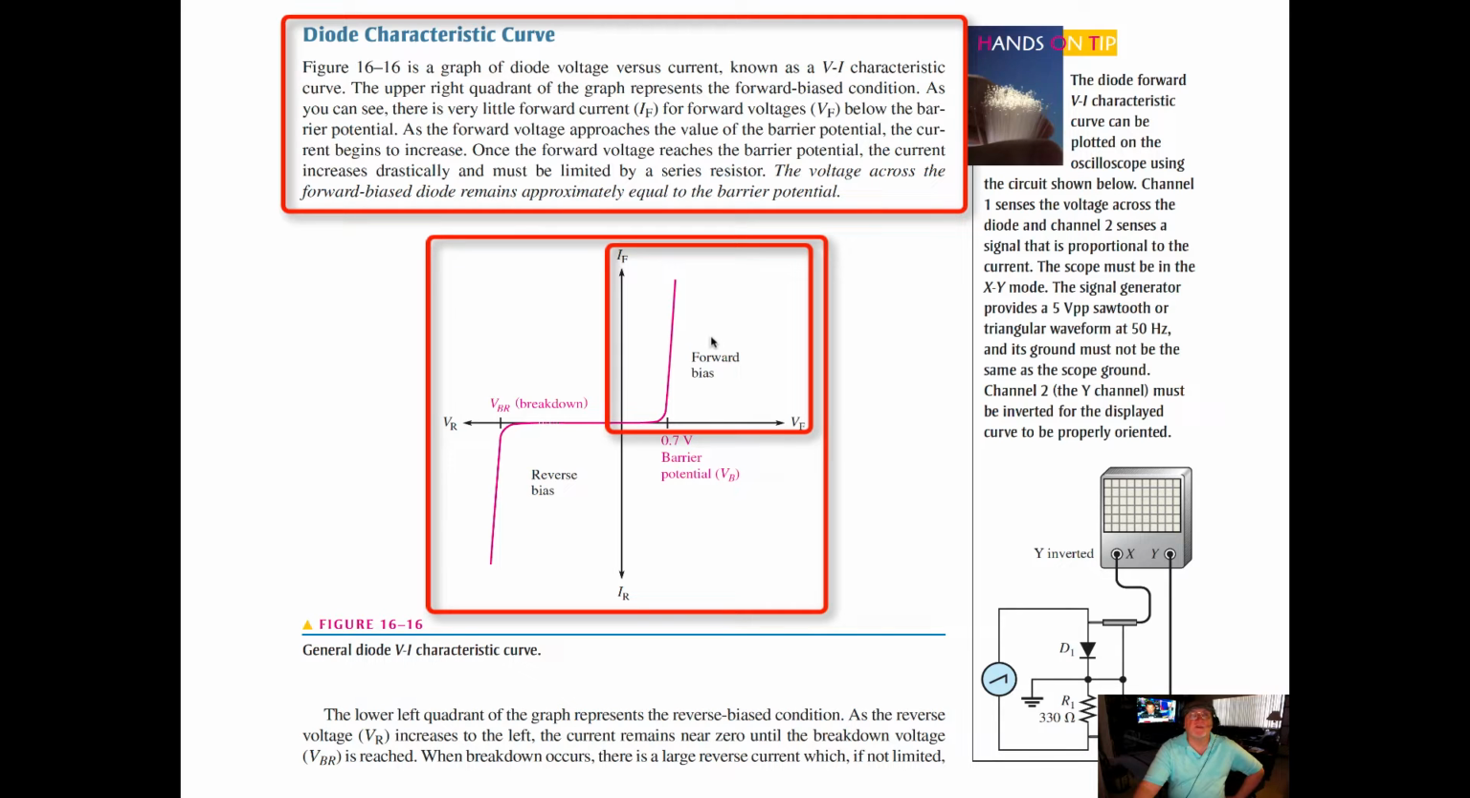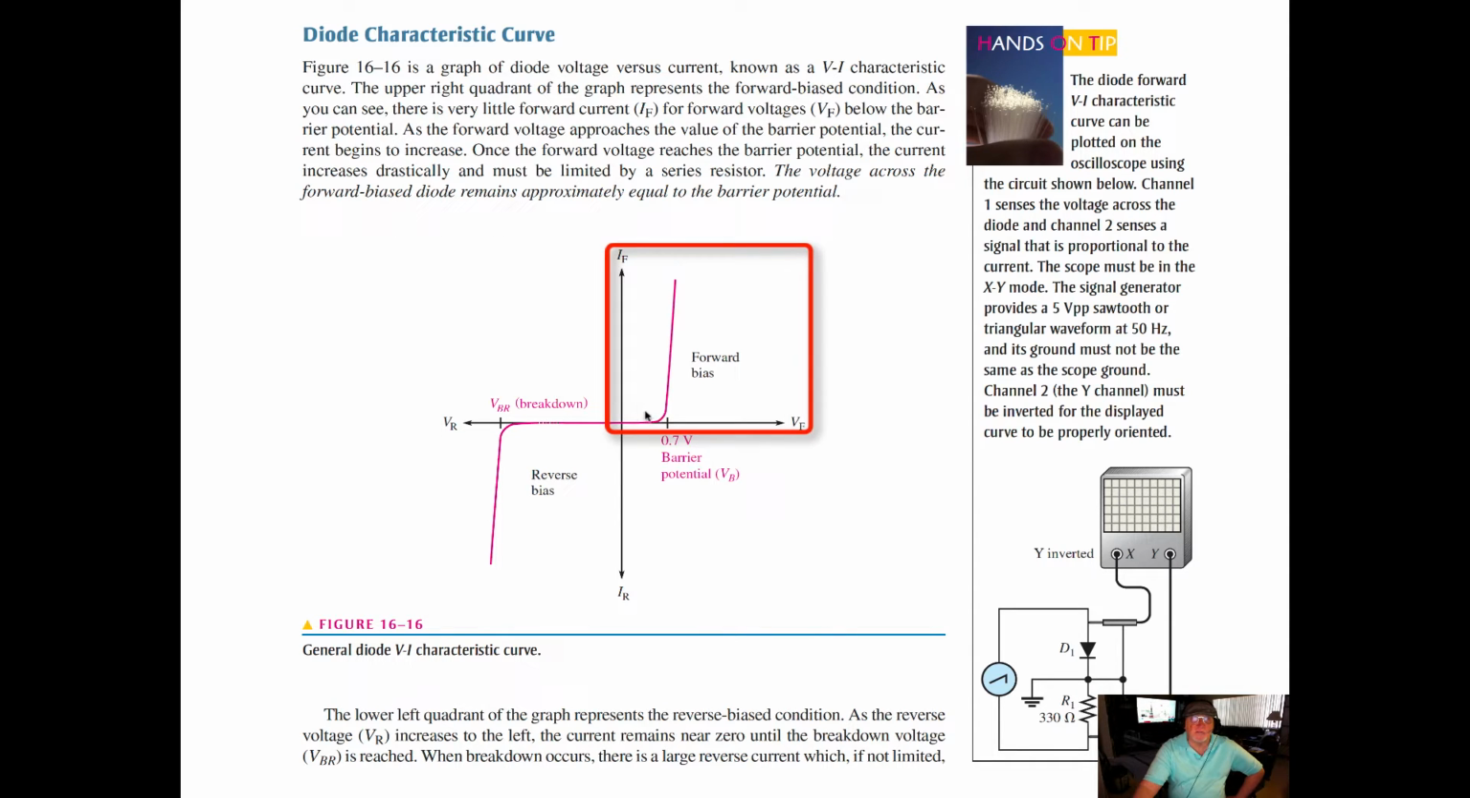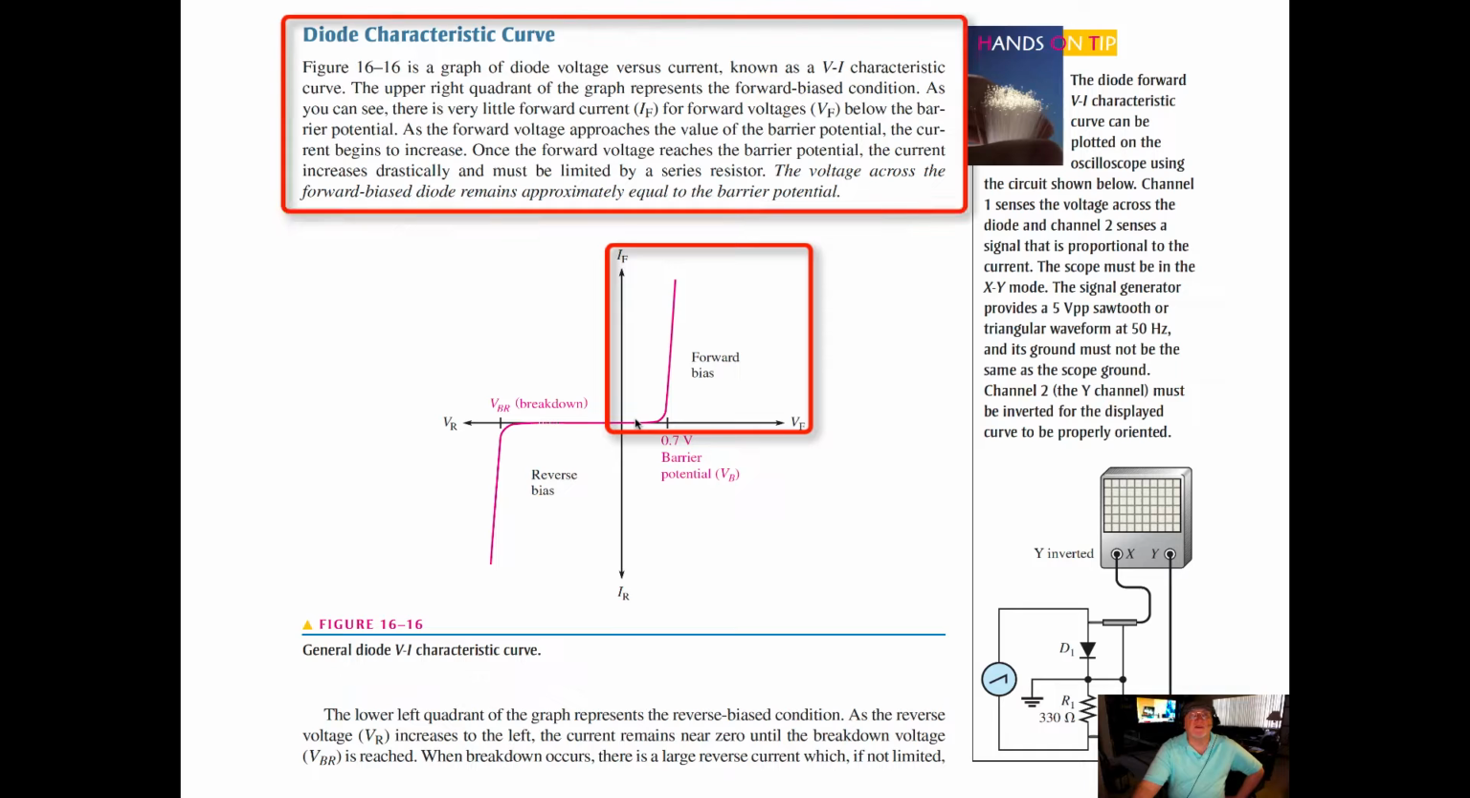As you can see, there's very little forward current for forward voltages below the barrier potential, down here in this region, flat on the V sub F axis. As the forward voltage approaches the value of the barrier potential, the current then begins to increase. You can see right here it's starting to come up until it reaches this point at 0.7, and then it takes off. Once the forward voltage reaches the barrier potential, the current increases drastically and must be limited by a series resistor. We saw that in the previous one, where we had a little load resistor in line there. The voltage across the forward biased diode then remains approximately equal to the barrier potential, again 0.7 for silicon.